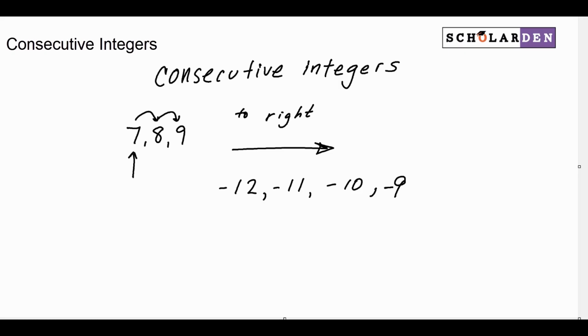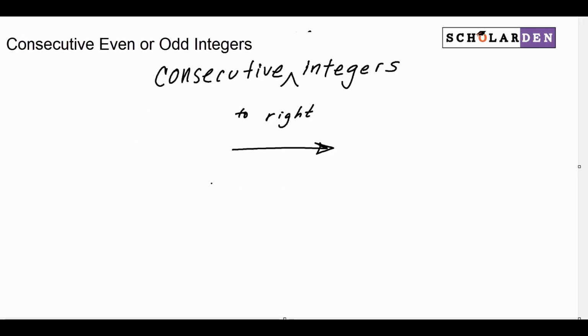Okay, so we could also have consecutive odd integers. I could just put the word odd right there. And now it would look like this. Say I started at the odd number 13. The next or consecutive odd integer would be 15. Notice I'm counting by twos for odd numbers. 17, 19, 21, etc. So there's an example of 5 consecutive odd integers starting at 13, which I randomly picked.